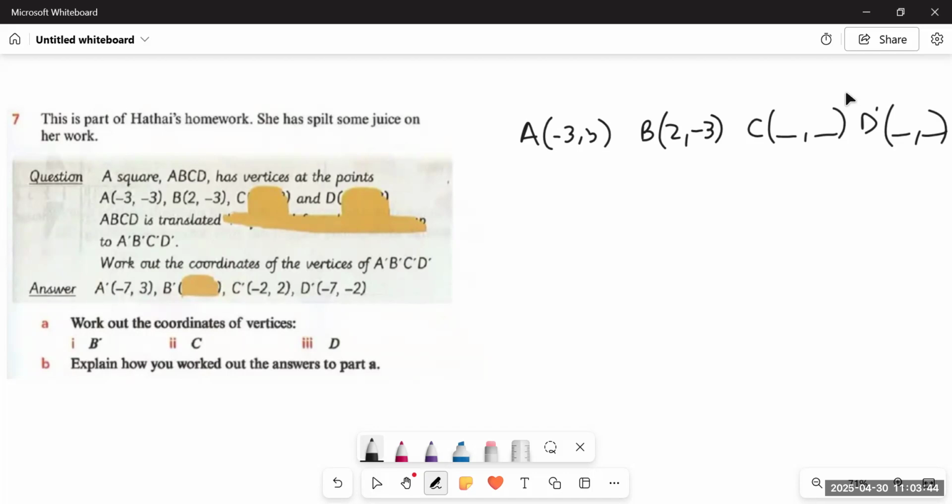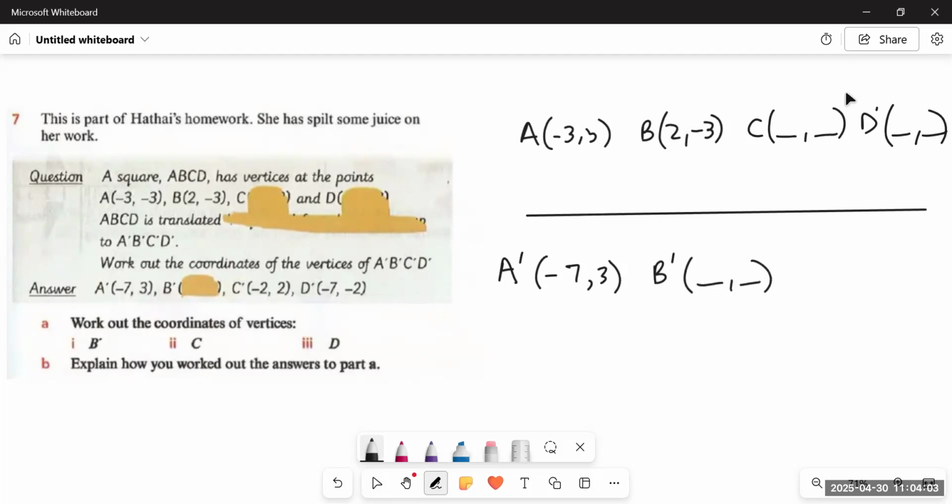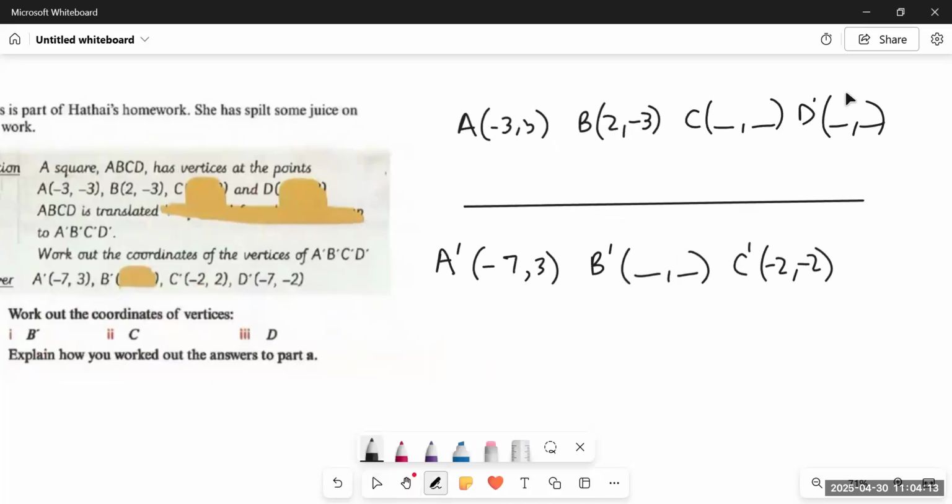ABCD is translated. They are not even telling us what the translation is, so we have to figure it out as well. But they are telling us that some of the coordinates of the image are given. A' is (-7, 3). B' is missing. C' is given. And D' is also given.